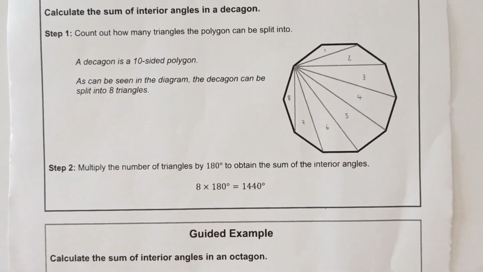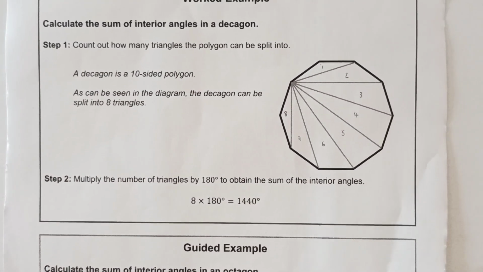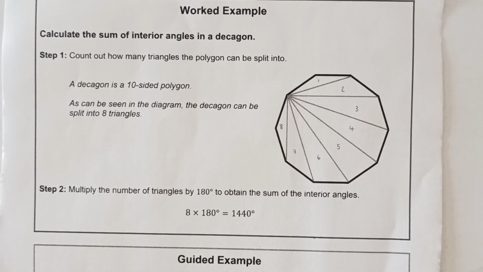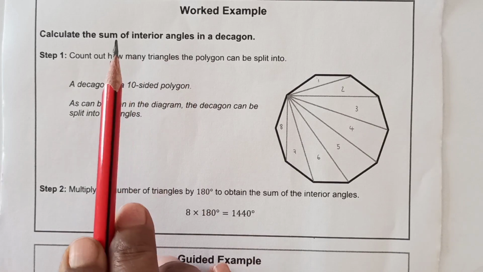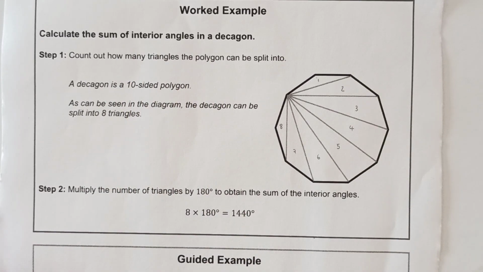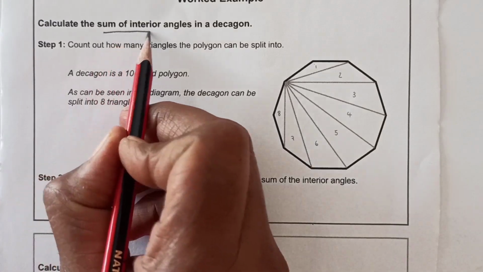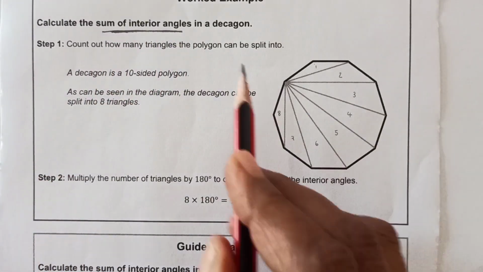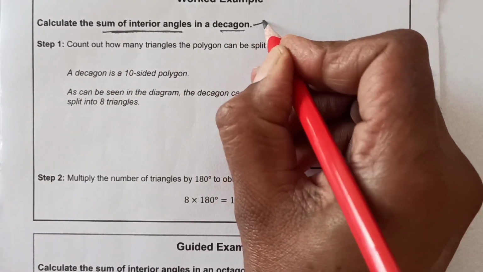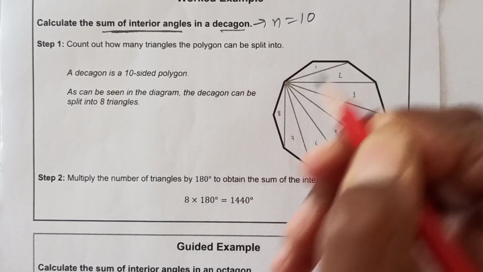So I'm trying to cover all the questions of different kinds so that you master these lines and angle properties. Okay, so we have another example here. Calculate the sum of interior angles. This is a different kind of example. Sum of interior angles in a decagon. A decagon has n equal to 10 sides.